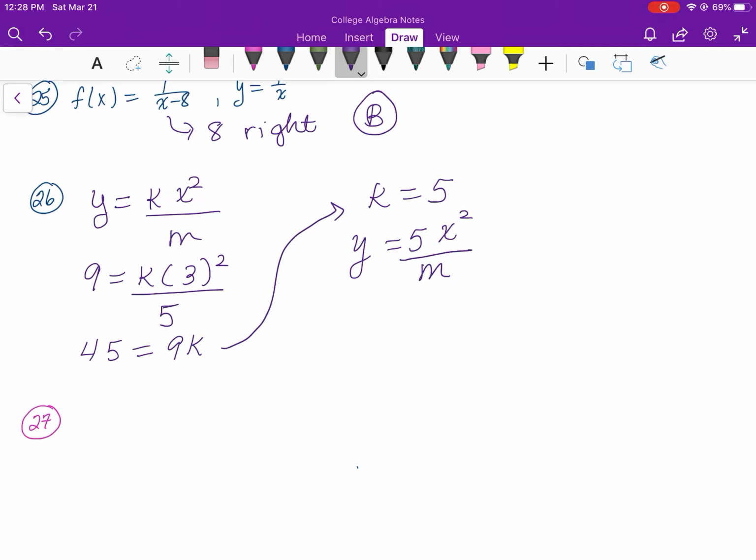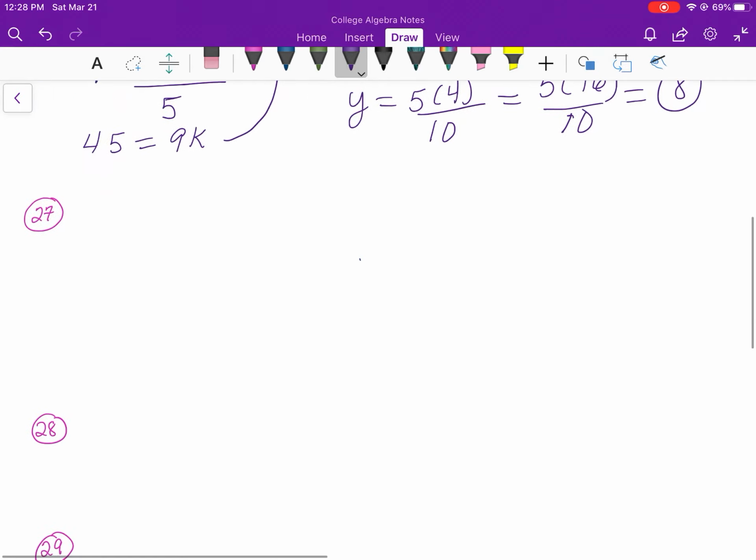Now again, I'm going to start over and plug in the 4 and divide by 10 for m. 5 times 16 over 10 is 80 over 10, so the answer is 8.